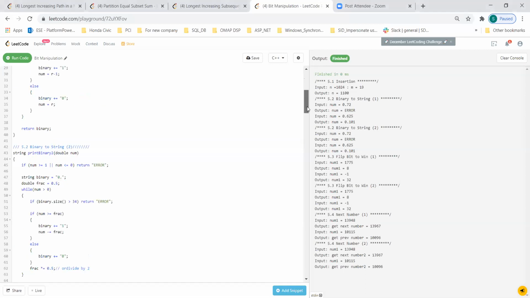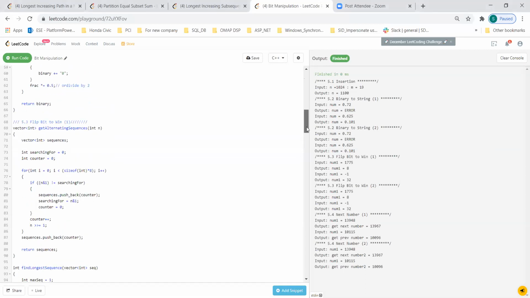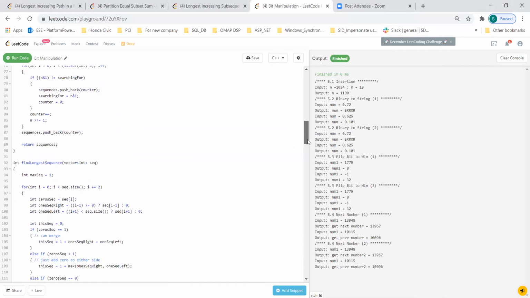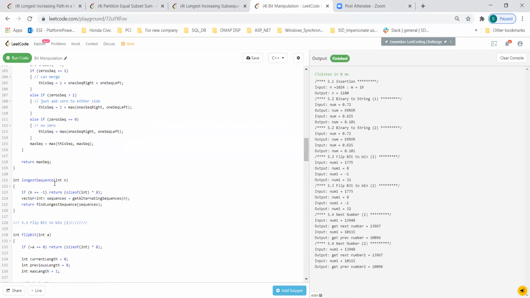Okay, so let me go through the implementation. This is the first implementation, and the function signature is here. We are given a long sequence, this is the n, and if n is equal to -1, we just return the size of 8 bits, right? Because it is as good as all 32 bits.